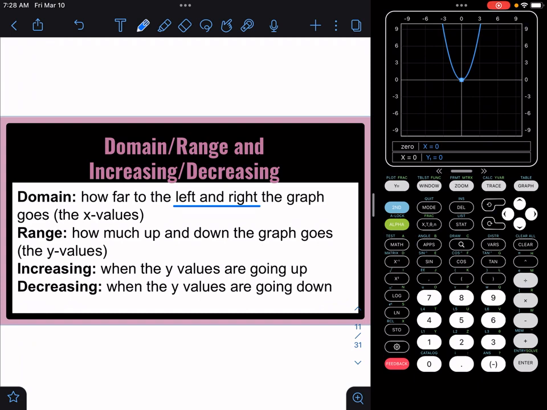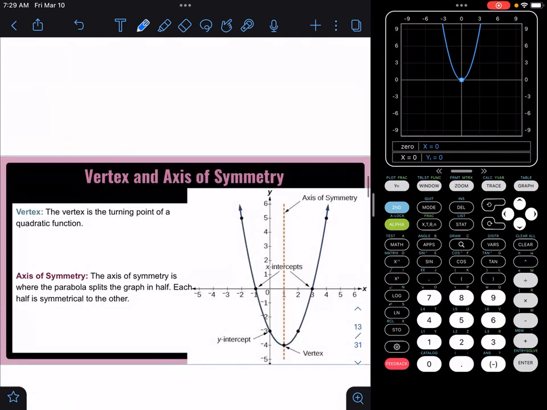The range talks about y values. Here you would be looking at how far up and down the graph goes. And then increasing and decreasing, that one should be a little bit more obvious. Increasing tells you which y values are going up, and decreasing tells you the interval where the y values are going down.